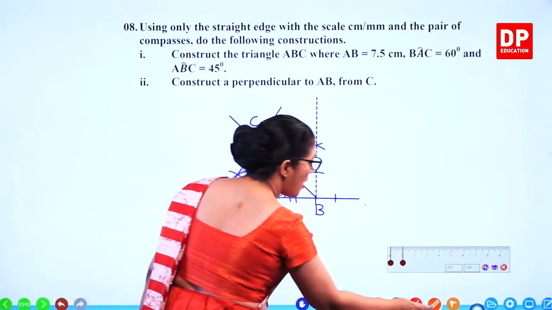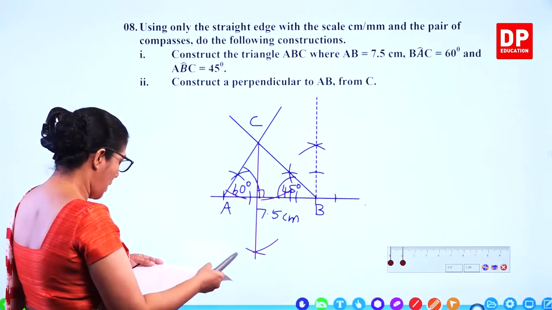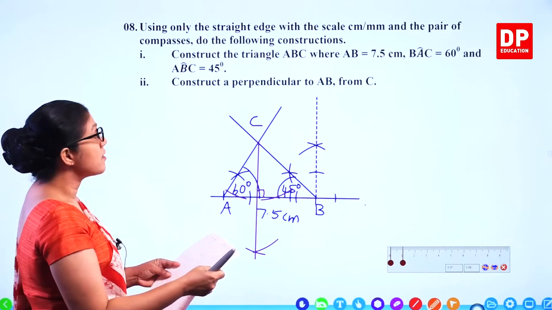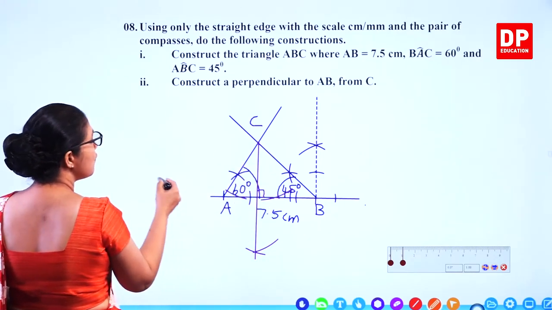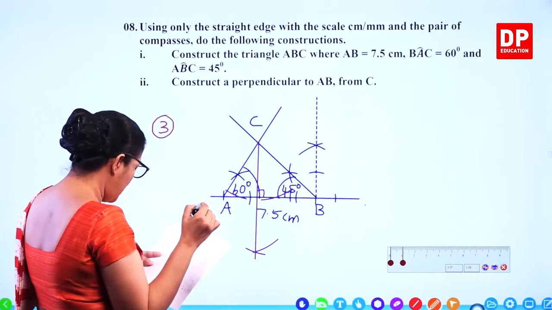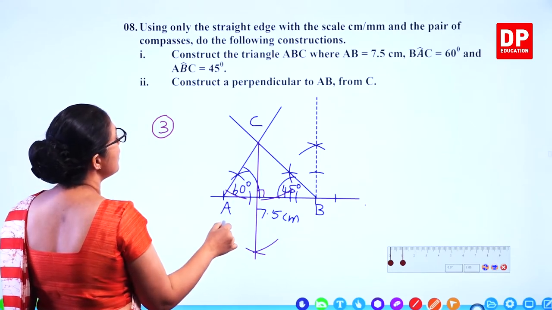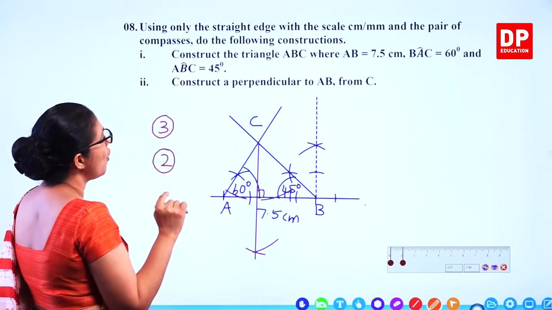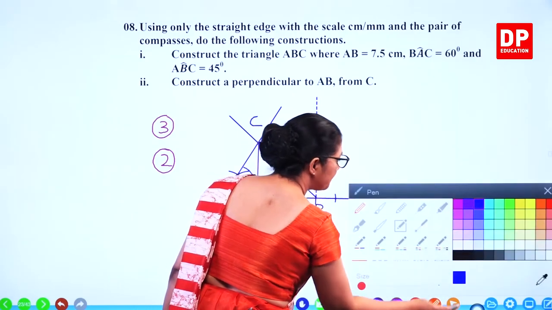So how many marks for that? So these two steps. So you are getting 3 marks for constructing the triangle: 60 degree, 45, and then length 7.5, 3 marks. And then you get 2 marks for drawing the perpendicular to AB from C. So 5 marks for those two parts. Let's do the next one.